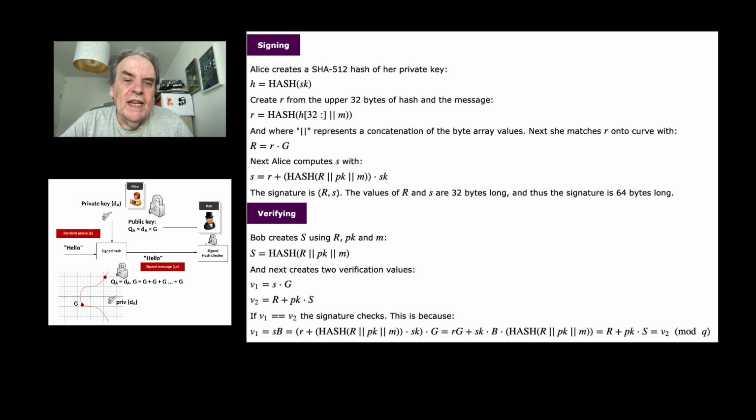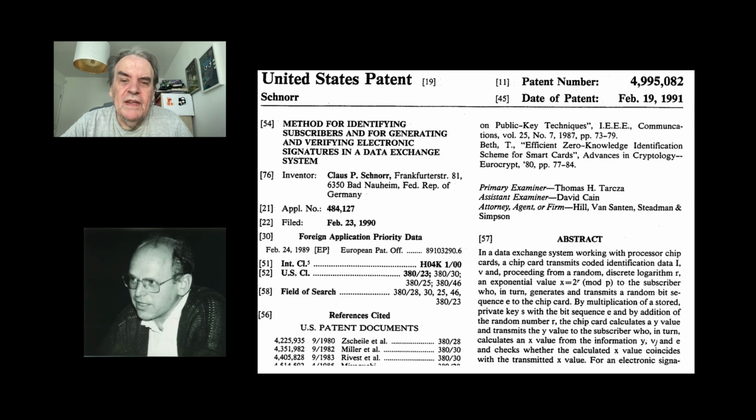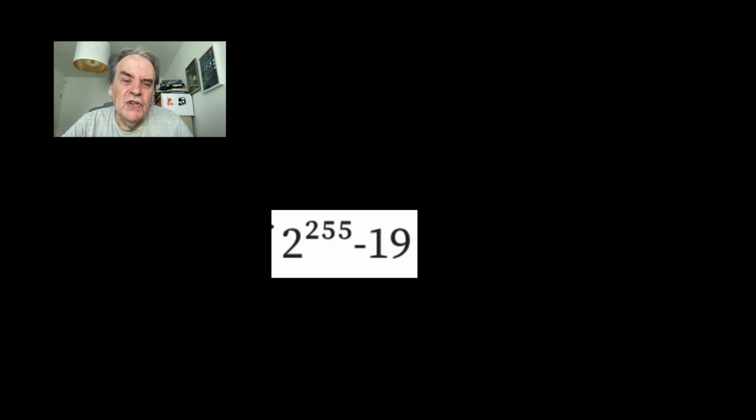The core signing method used in EdDSA is based on the Schnorr signature scheme, which was created by Claus Schnorr in 1989. This was a patent known as Method for Identifying Subscribers and for Generating and Verifying Electronic Signatures in a Data Exchange System. The patent ran out in 2008. Curve 25519 uses a prime number of 2 to the power of 255 minus 19 and was created by Daniel J. Bernstein.